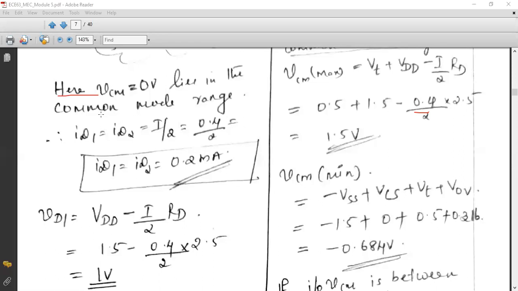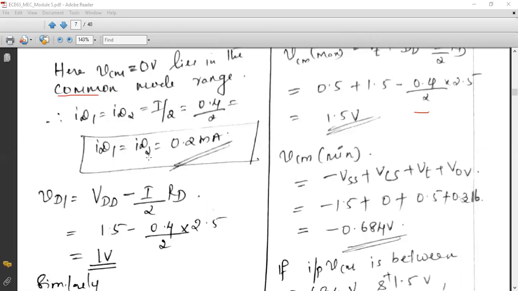And as a result, the two individual drain currents, that is ID1 and ID2, are equal to half of the total current, because the current will split equally among the two transistors as long as the two transistors are matched. We are assuming that for a differential amplifier we take matched transistors in terms of the drain resistance as well as the threshold voltage, the process conductance technology, everything. So ID1 is equal to ID2, which is equal to half of the total current. That means it is 0.2 milliamps.